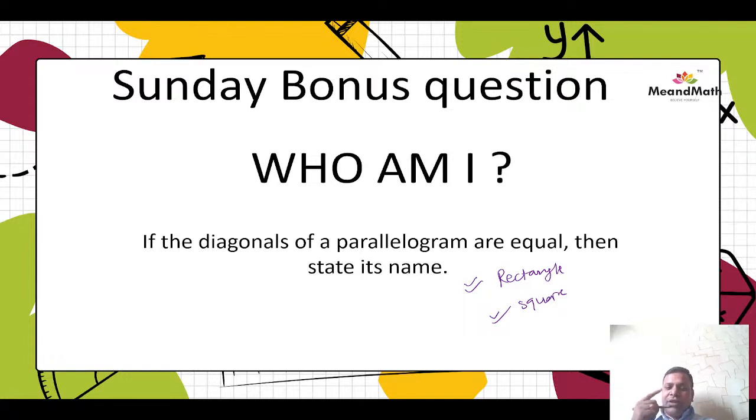Now what if you have only one option, you have to choose any one? Then rectangle is the correct one, because you know that all squares are rectangles, but all rectangles are not squares. That's why rectangle is more fitted. Otherwise both options are correct, rectangle and square. But if you have to choose one out of them, then you have to choose rectangle.